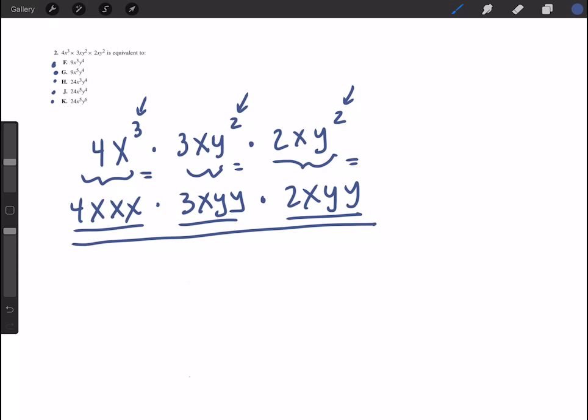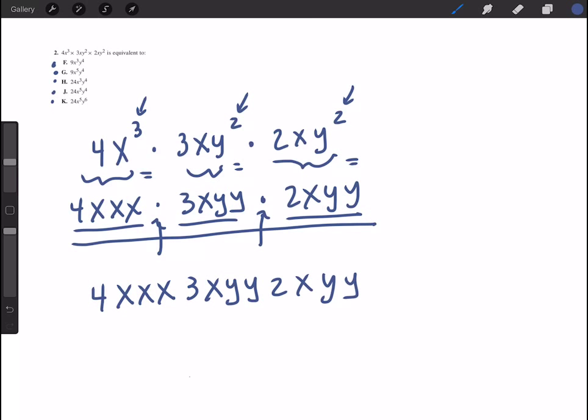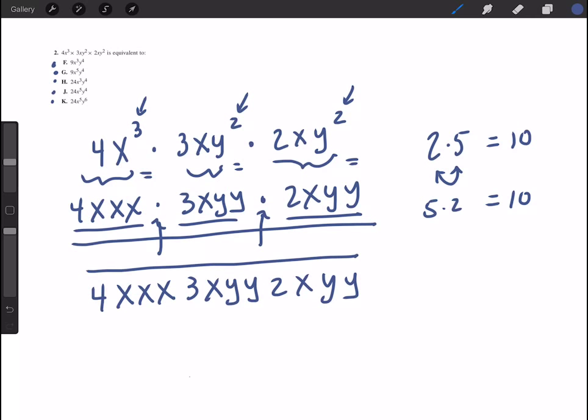Now, if we have all of these things multiplying here, I don't really need the dot or the multiplication symbol. I can just put them all together: 4xxx, 3xyy, 2xyy. Now I can rearrange. Why can I do that? Because there's a property of math that says, for example, if I have 2 times 5, which we know is equal to 10, I can change the order into 5 times 2, and that'll still be equal to 10. So I can shuffle things around when everything is multiplying, as is the case here.